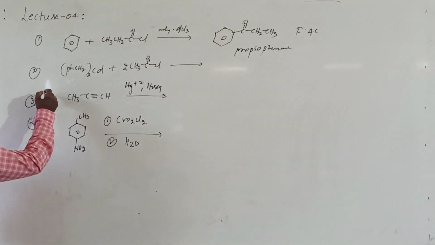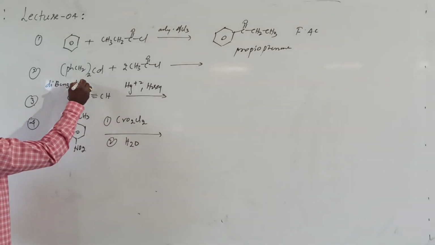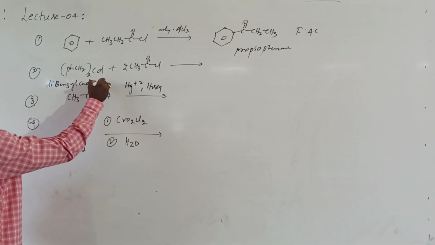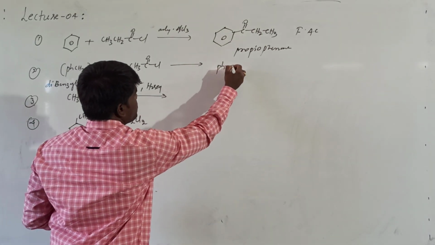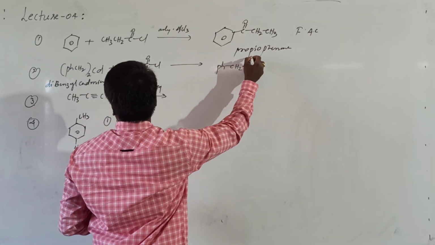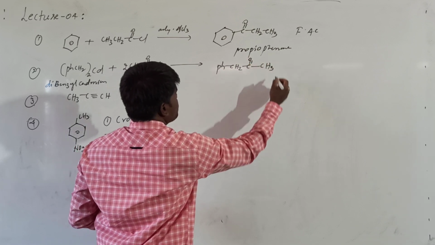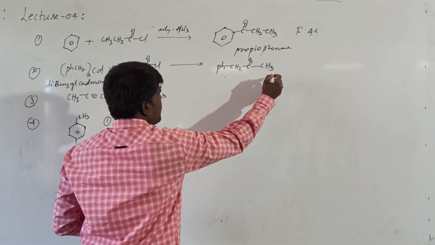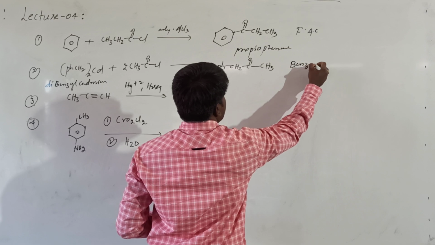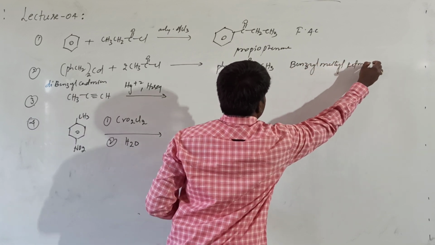This is dibenzyl cadmium, and this is acetyl chloride. Now what you will get? PhCH2C=OCH3 you will get. Benzyl methyl ketone we call it as.